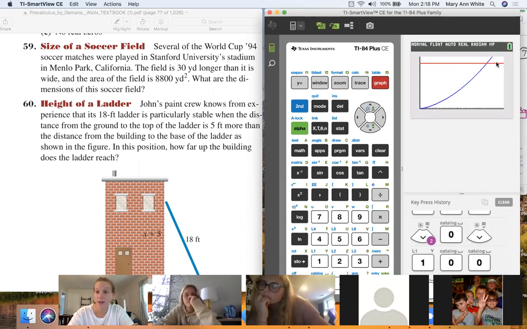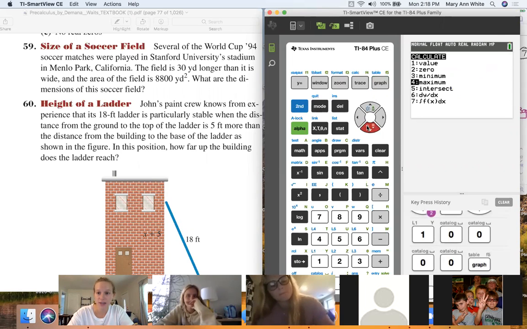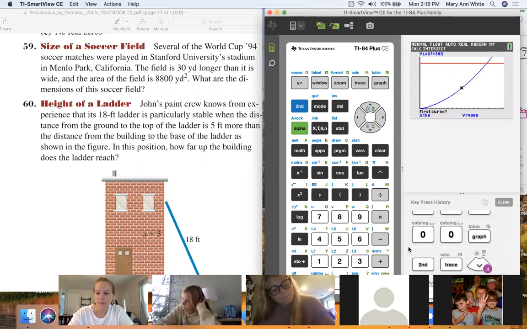Easy. I see my intersection. It's very clear. Let's do second trace intersection because I'm looking at 2 points. There's my first curve, there's my second curve. I don't even have to get any closer. There's only one place they cross, so it's gonna tell me that it's at 80. So my W, I'm gonna write it over here somewhere. W equals 80.